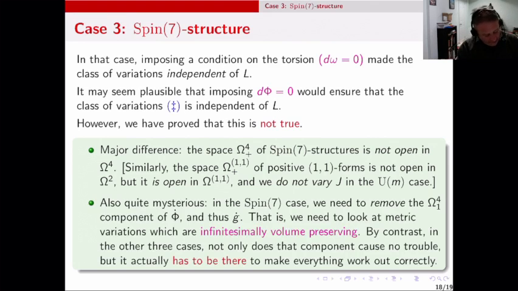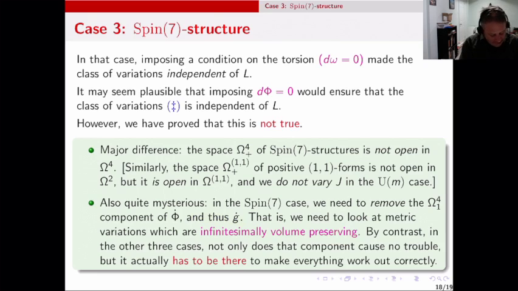But also quite mysterious, in the spin 7 case, we had to remove the omega 4,1 component of phi dot. Right? We needed to say that the path of spin 7 structures that's allowable is one whose velocity at time 0, of course it has to be a spin 7 structure, and we wanted it to be the projection of something exact, but it can't have a pi 1 component. And therefore, the G dot, the time derivative at time 0 of the family of metrics GT, ends up being something which is trace-free. G dot has no pure trace part, only a trace-free part.